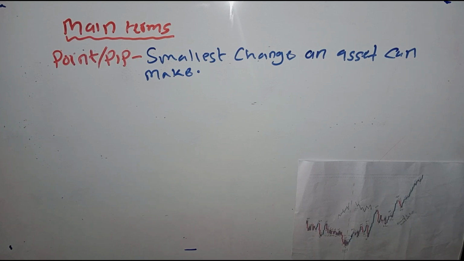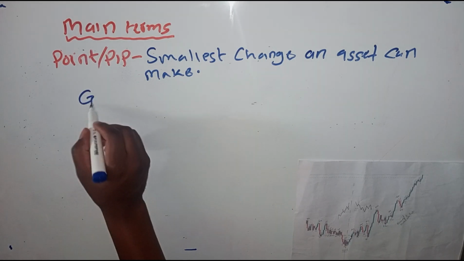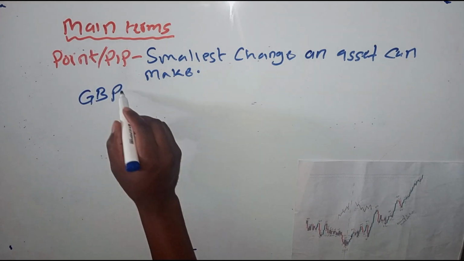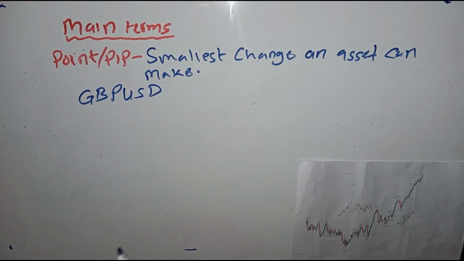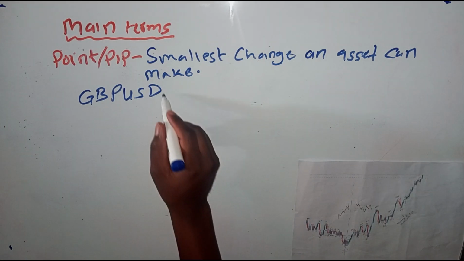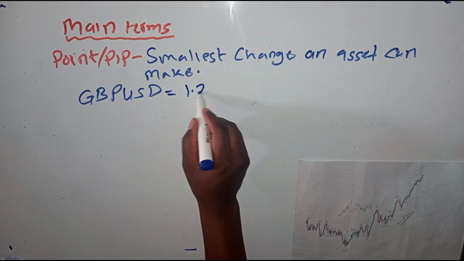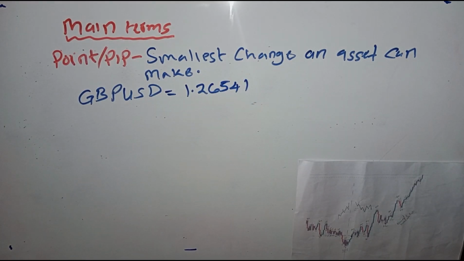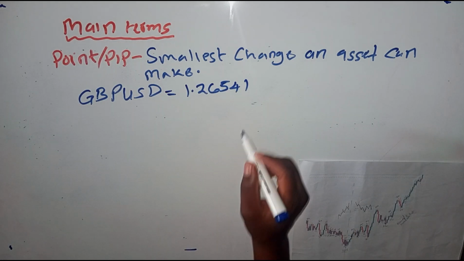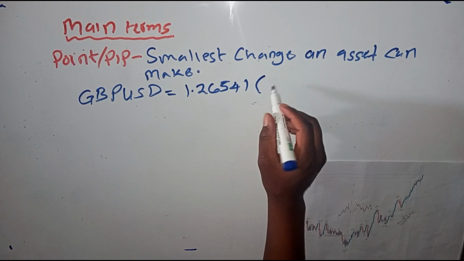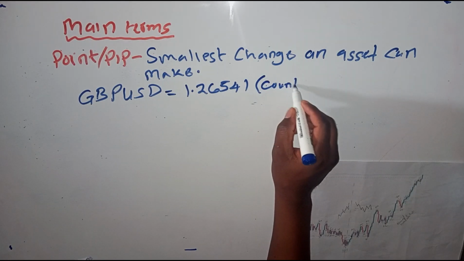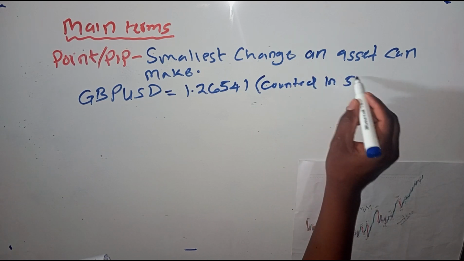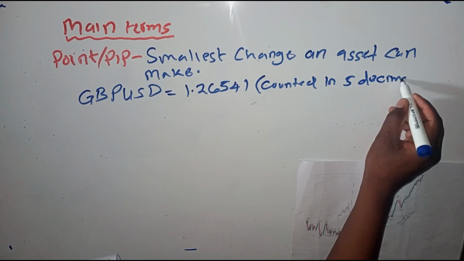Let's take an example of the Great Britain pound against the USD. Let's use a quote of GBP USD, and it's given like this: 1.26541. This one is counted in 5 decimal points.